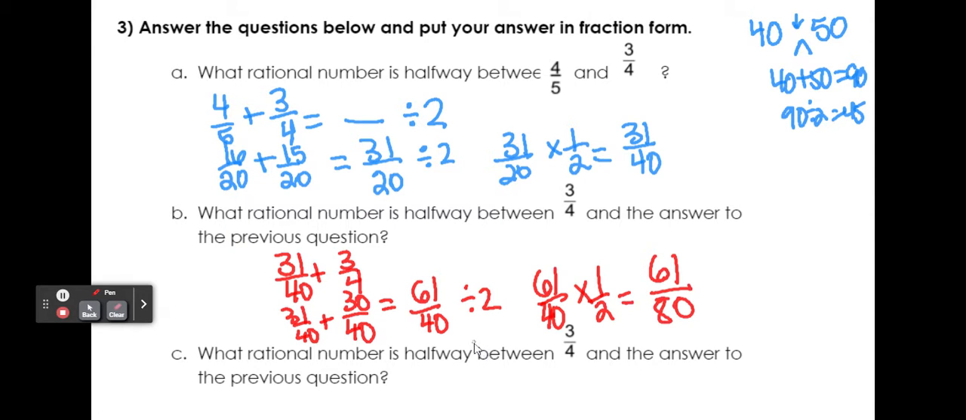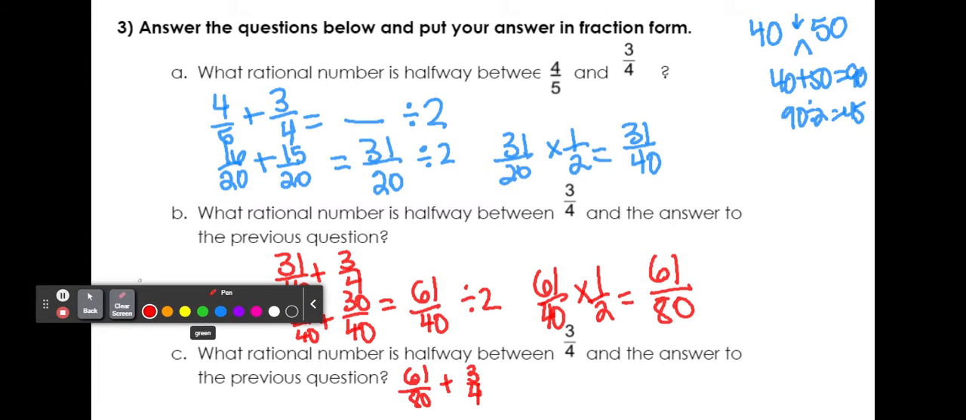So this answer is 61/80. All right, now I'm going to take 61/80 and add it to the 3/4. So 61/80 plus 3/4, and I'm going to divide that answer by 2. I'm going to turn 3/4 into 80.